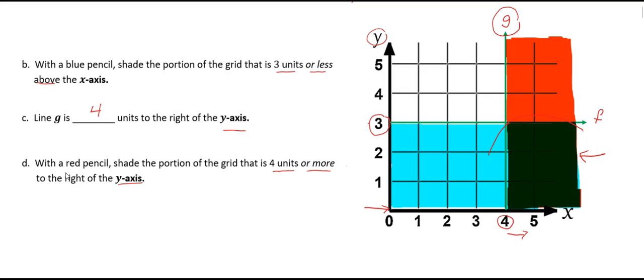Everything in this section is 3 units or less above the x-axis and 4 units or more to the right of the y-axis. So we can use those statements as a general description of any point that would fall in that dark area.